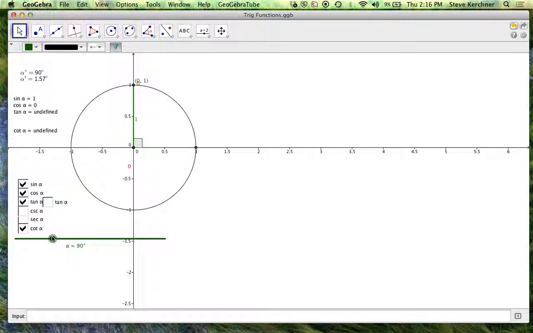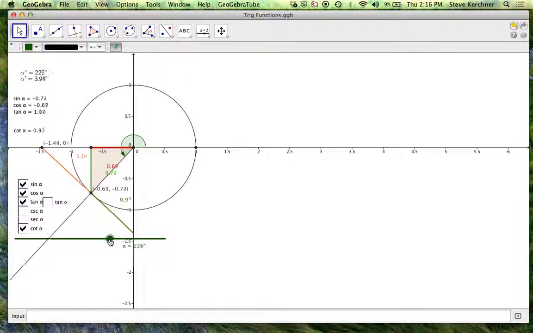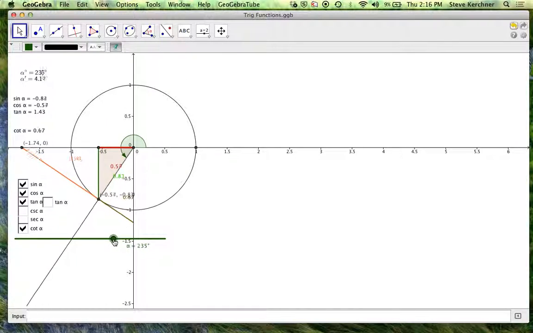Here we are at 90 degrees. As I cross over 90 degrees, I can see the tangent value decreasing, negative, whereas the cotangent will be increasing, negative. As I move into the third quadrant, the tangent is growing positively. The cotangent will be decreasing because of its reciprocal nature, positive.